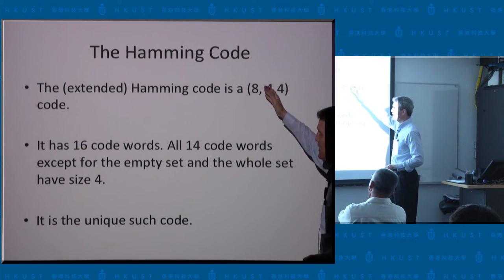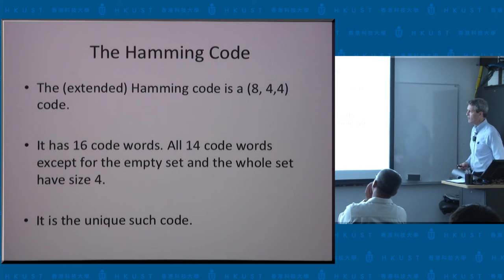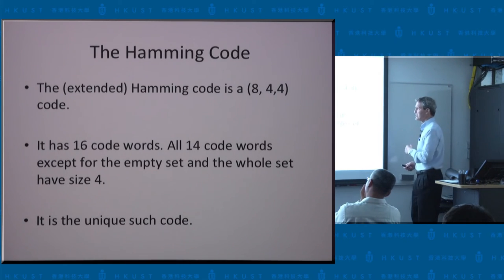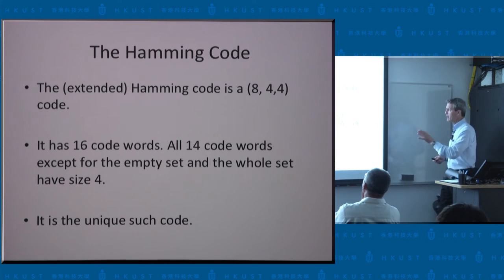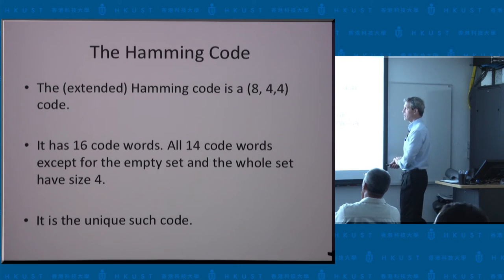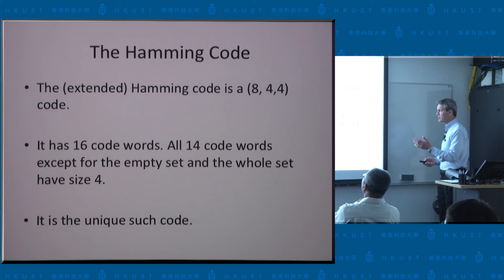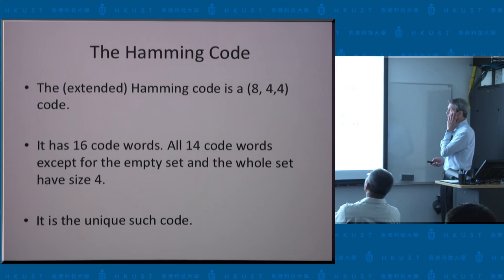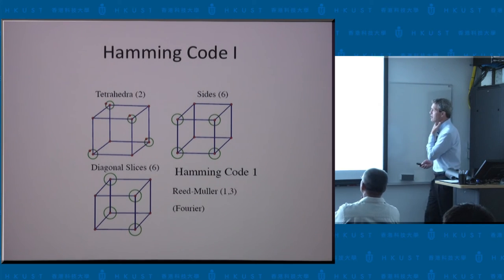It has length 8, dimension 4, and the minimal code word has length 4. In fact, it has 16 code words. One of them is the empty set, one of them is the whole set, and all the other 14 code words have size 4. You can show that there's only one such code. I'd like to give you an example of these things using the cube again.